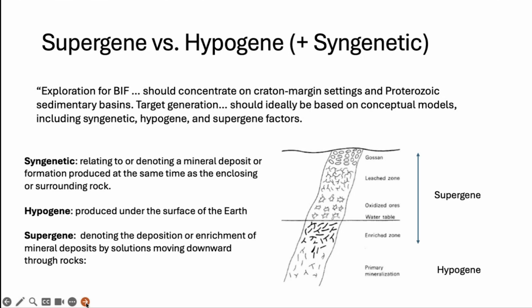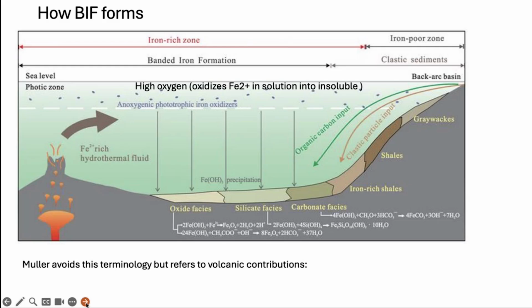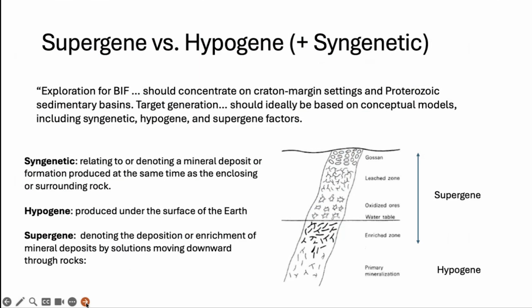Syngenetic is relating to or denoting a mineral deposit or formation produced at the same time as the enclosing rock or sedimentary rock. So, you can see that this is syngenetic. The sedimentation is going on when the ore deposit is forming, at least the primary ore deposit. So in that sense, BIF are definitely a syngenetic deposit, if that makes sense.